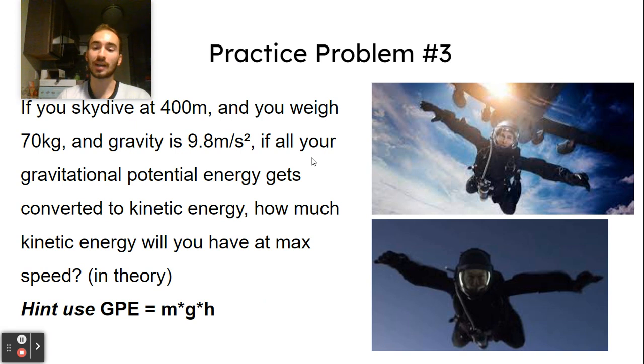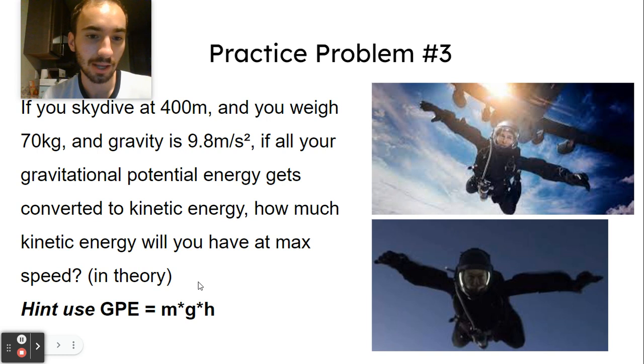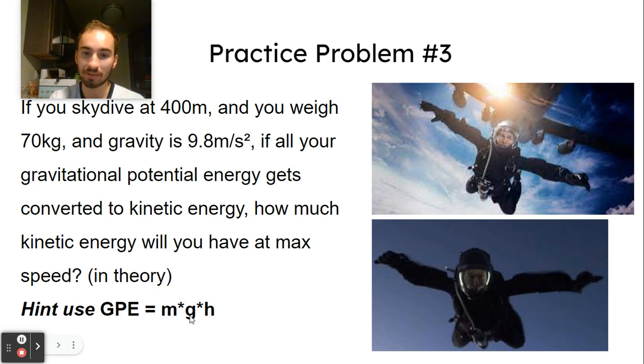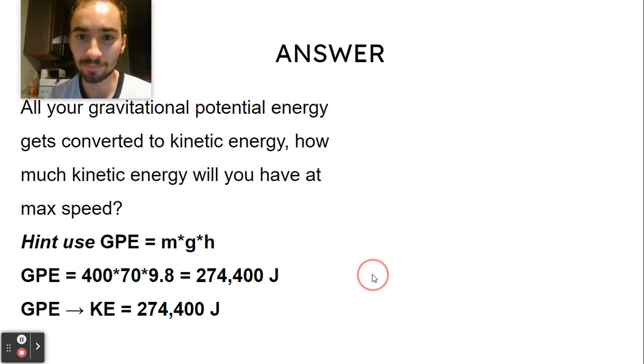Next one, if you skydive, you're dropping from 400 meters high, and you weigh 70, and gravity is 9.8. And let's say all your potential energy from gravity, all gravitational potential energy, all of it goes into kinetic energy. How much kinetic energy will you have at max speed? Hint, use gravitational potential energy equals mass times gravity times height. How much energy will you have if you're skydiving?